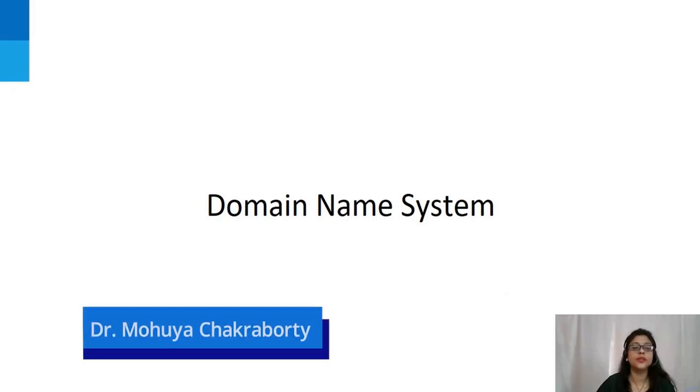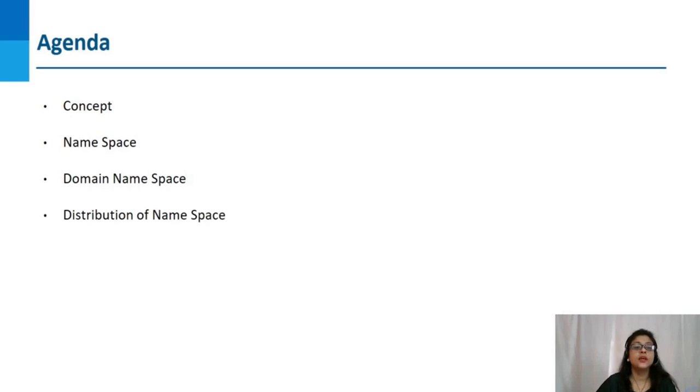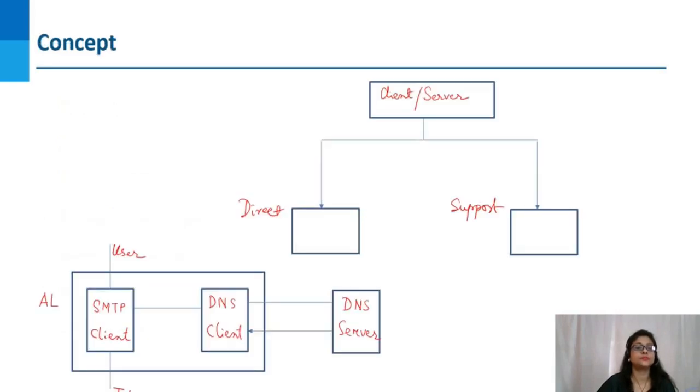Hello, welcome back. In this video, we are going to learn about domain name system, which is a part of the application programs of application layer of the internet model. So let's look at the agenda. We will be starting with the concept of domain name system, then the meaning of namespace, after that domain namespace, followed by distribution of namespace, then how the DNS is happening in the internet, after that resolution, then DNS messages.